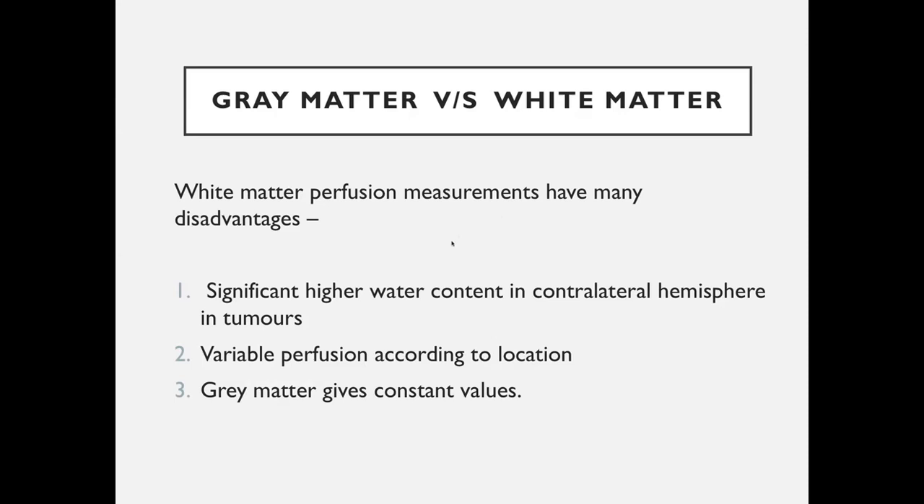Another problem is if the patient has so many chronic ischemic changes, then perfusion is altered. So white matter is so much affected by chronic ischemic changes. Another observation which literature has shown is significant high water content in the contralateral hemisphere in the case of tumors. So that again hampers, and gray matter gives rarely constant values. So I prefer gray matter. I have preferred gray matter in my routine practice, in all my previous studies, and that really gives us beautiful values, which we are very confident upon.